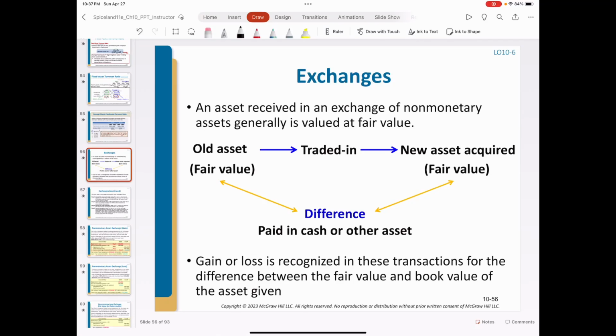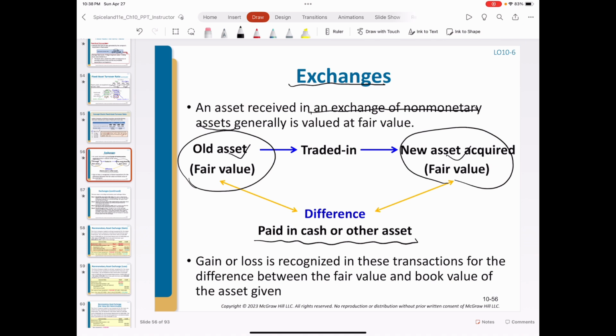As I mentioned in the prior slides, the company can acquire property, plant, and equipment through a non-monetary asset exchange. This transaction is an exchange of non-monetary assets. Basically, the old asset is exchanged for a new asset. The fair value of the old asset may be different from the fair value of the new asset acquired. The difference will be cash payments or cash receipts.